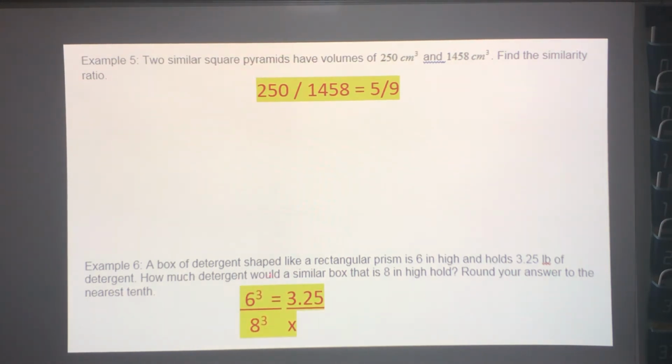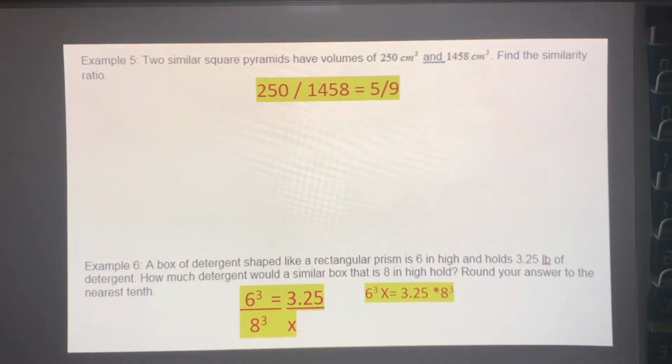All right, down here, this is a little bit trickier problem. What we're doing is taking a linear ratio based on volume to a different measurement. They tell us that the rectangular prism is 6 inches high and holds 3.25 pounds. How much detergent would a similar box that is 8 inches high hold? So what they're doing is changing the heights. The ratio in this case would be 3 to 4. We can write it as 6 to 8, which is fine.